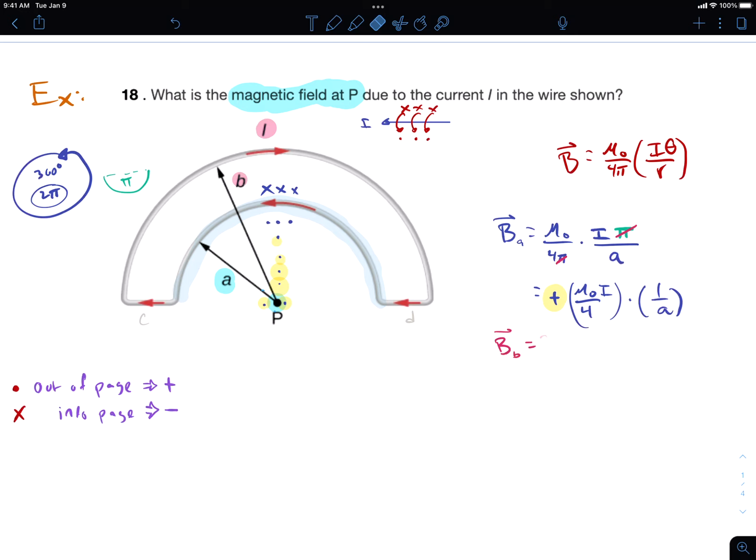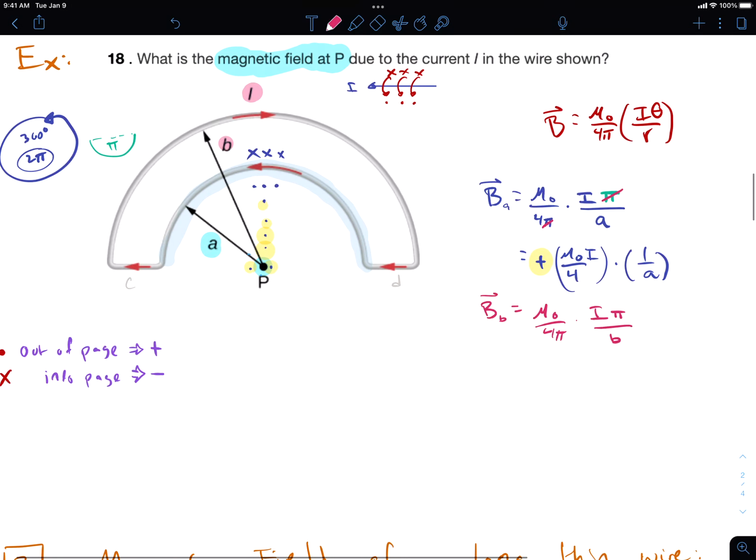All right, so for this segment of wire, what we have here is going to be very similar. We're going to have essentially mu naught over 4 pi times I times pi again, because it's still half of a circle. It's just bigger. The only thing that's changed here is that my radius is now B. So this is the setup, and this is just for the magnitude. We still need to add the sign, if any, for the direction of the magnetic field.